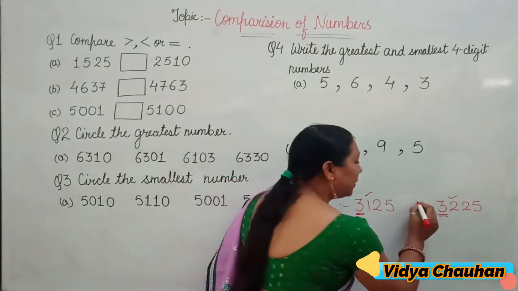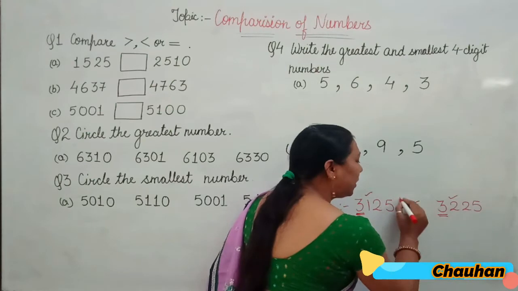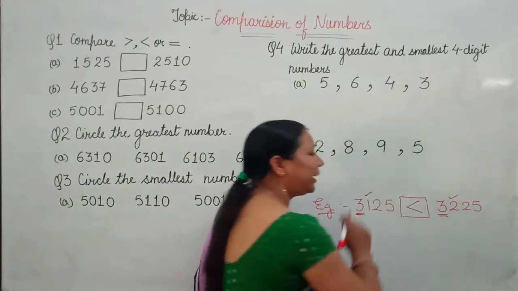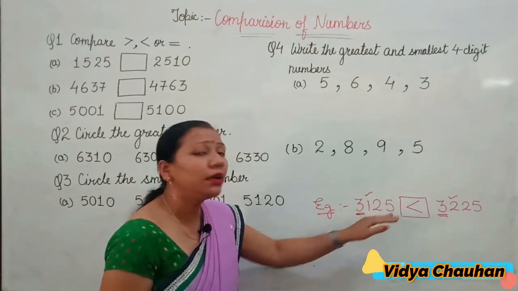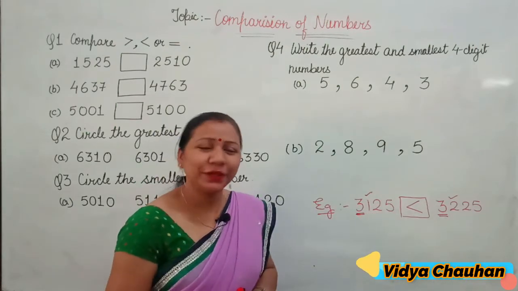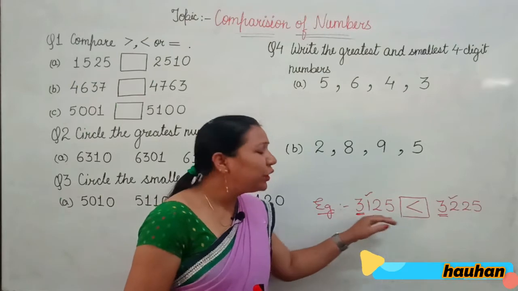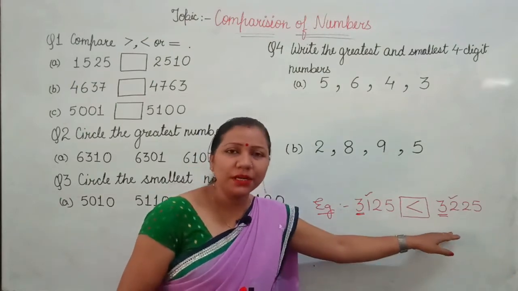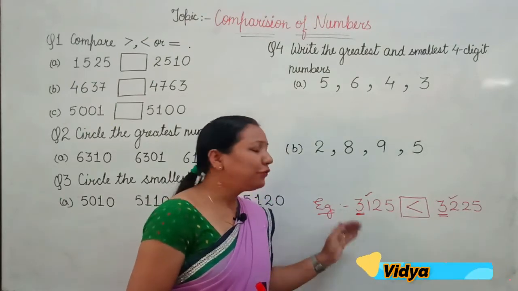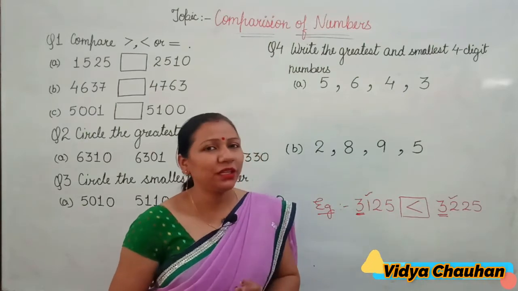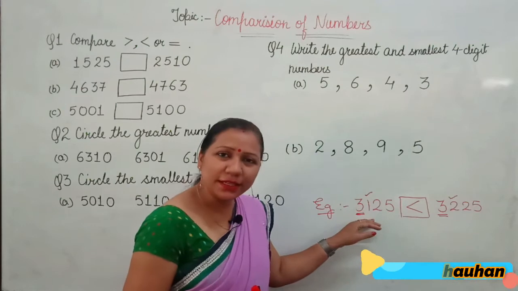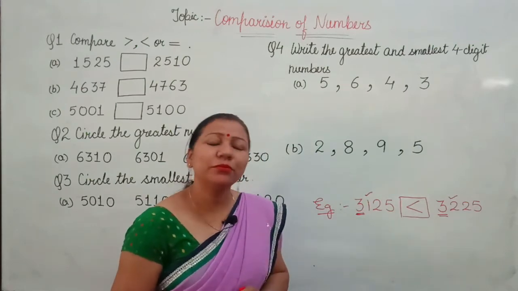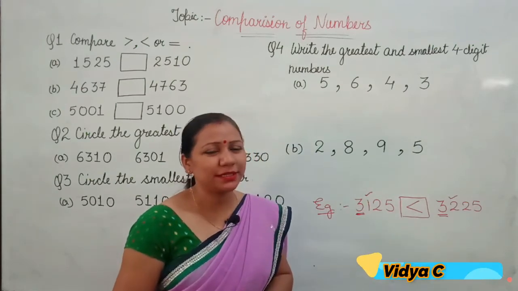So we can clearly say that 3225 is greater than 3125. Right students? So this is how you can compare the given numbers and you can identify whether it is greater or whether it is smaller. Right students? I hope this comparison is clear. Let us take some questions from your book exercise.